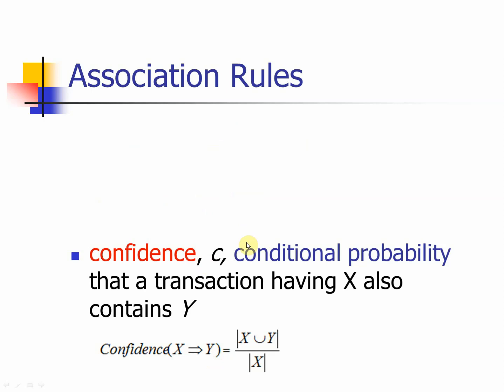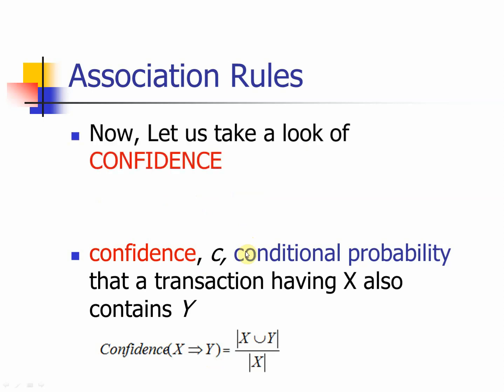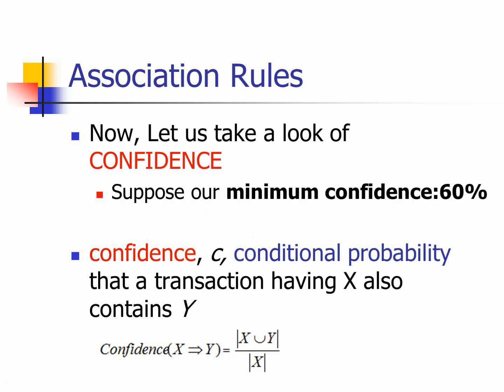So based on the calculation of the confidence, we also need to set up what we call the minimum confidence, just like what we did with the support. This minimum confidence is a user-defined value, and in this example of the video, we want to set up a minimum confidence of 60%. Of course, it can go higher, it can go lower, depending on the user-defined value.